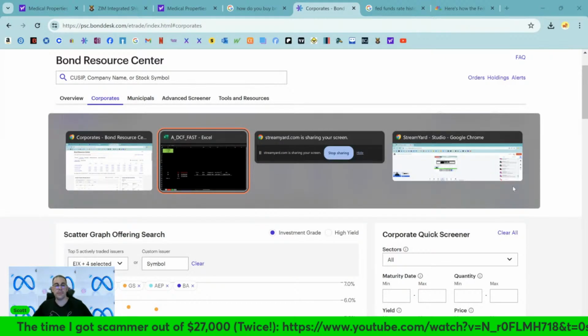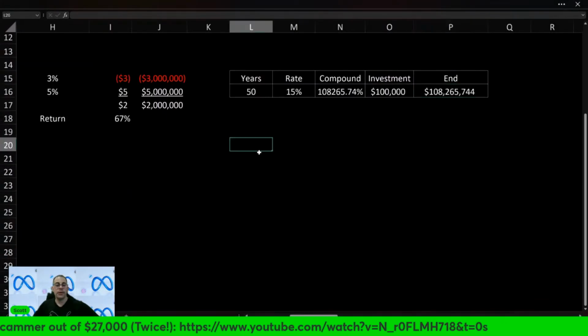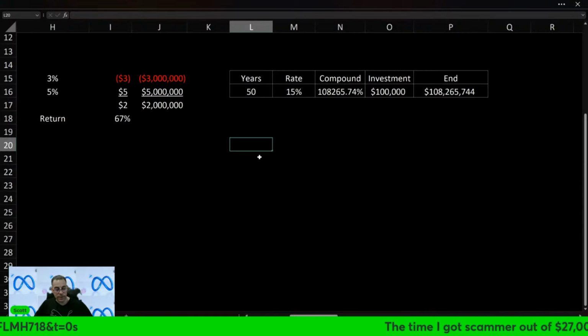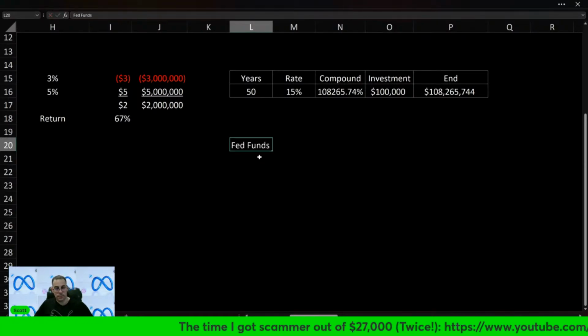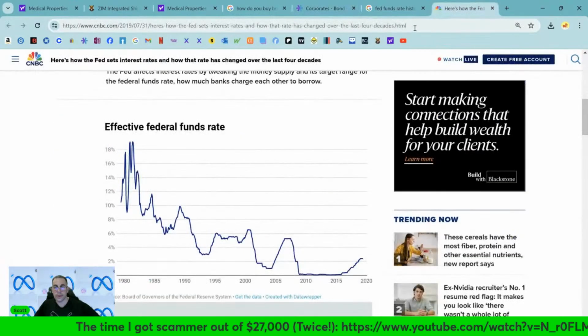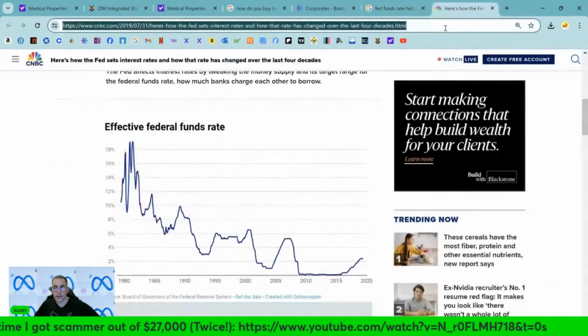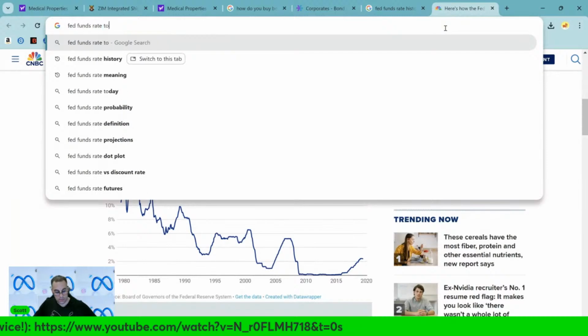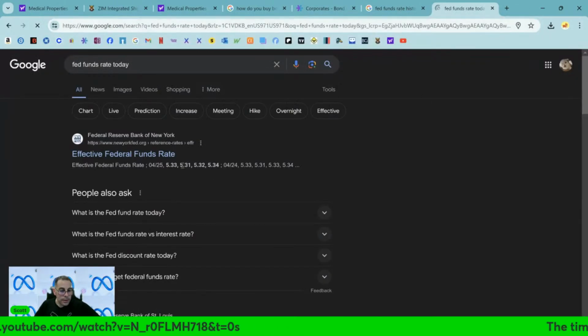It's because they don't want to give you 6.2% for 30 years. Because what happens when a bank offers you a 30-year bond? They have to pay you. They can't just say, oh, rates are now, like the Fed funds rate, $5.33.